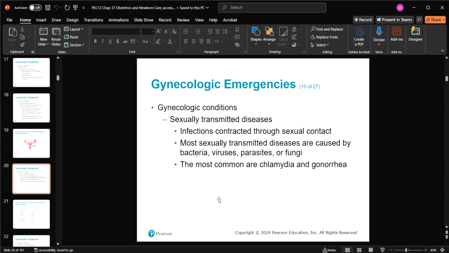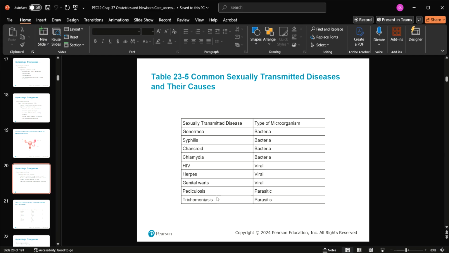STDs. There are 4 different categories here. Bacterial, we're going to break those down a little bit. When we talk about bacterial, we're talking about chlamydia or gonorrhea. You have viral STDs like herpes. You have parasitic, and you also have fungi. Like I said before, gonorrhea and chlamydia are 2 different types of bacteria. Also syphilis. These can all be treated with antibiotics because they're bacterial in nature. And then you have your viral: HIV, herpes, or genital warts. And then you have your parasitic STDs.